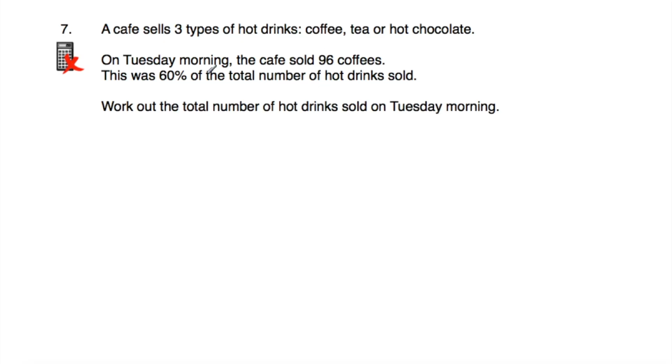Okay, so in this question, we're told that 60% of the total is 96. So let's write that down, that 60% of the total number of drinks sold was equal to 96. So we want to find out what 100% is. We want to find out how many drinks were sold in total. So in terms of this, what I could do is divide both of these by 60 to find 1%. And then once I find 1%, then times both by 100 to get 100%.